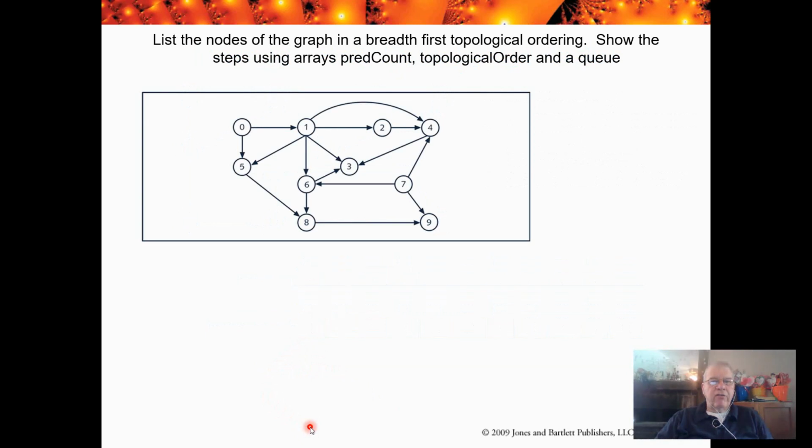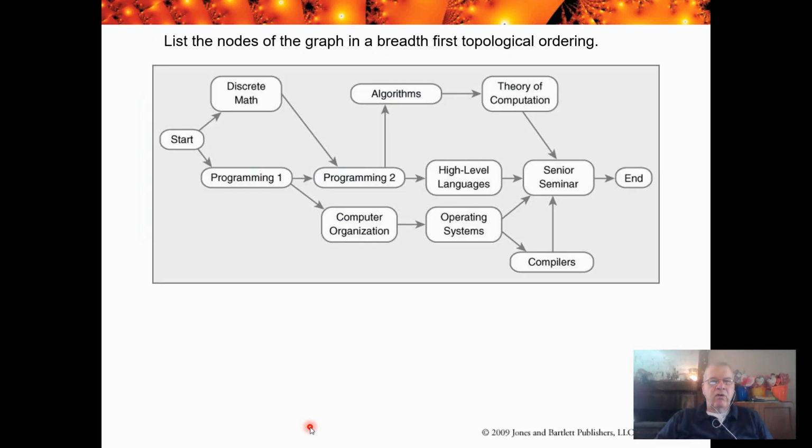So here's another graph, slightly different, to show the pred count, the topological ordering, and the queue. This is what makes a lot of sense to us. This is the prerequisite chart for a number of languages, not the same as Montgomery College, of course, because we don't have all these 300 and 400 level courses. But this is a prerequisite, a topological ordering.